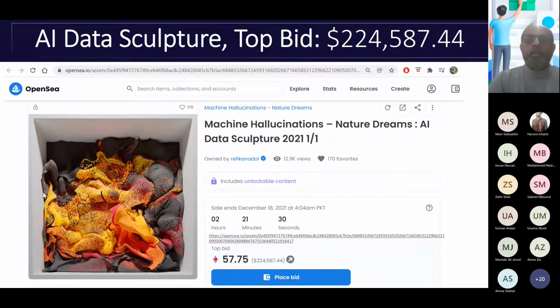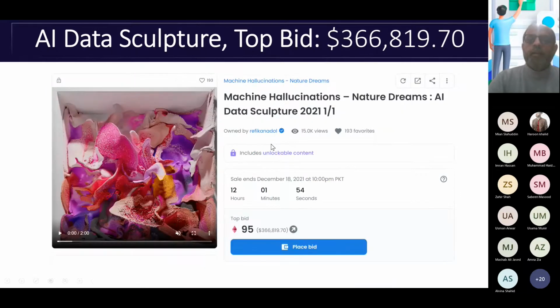And last night, once I saw it, the top bid was $224,000, around this much, and it is called AI data sculpture. And then a few hours back, once I checked, the last top bid was $366,000, around that much. And now we have just seen it is $337,000, and the auction will end today on the 18th.